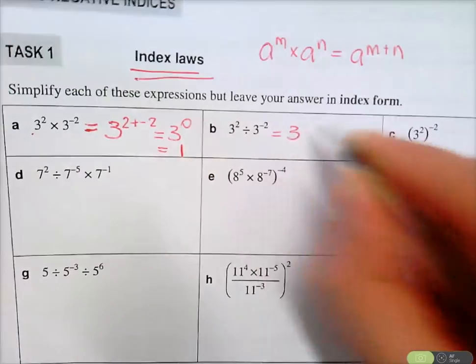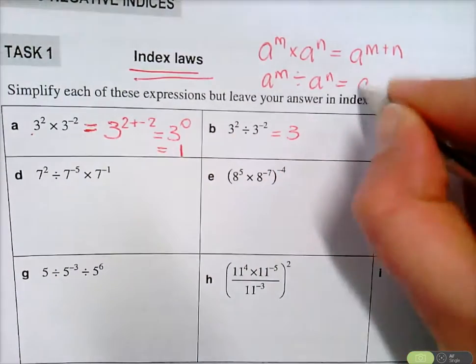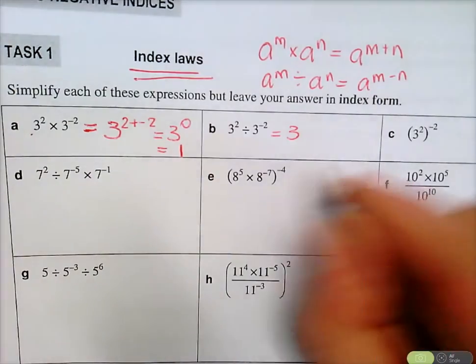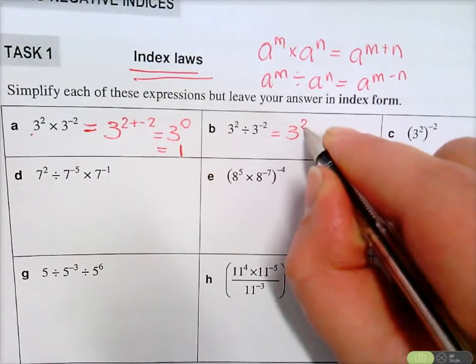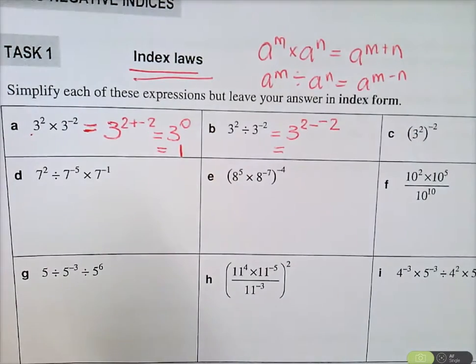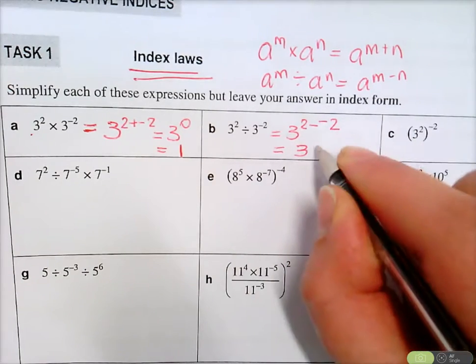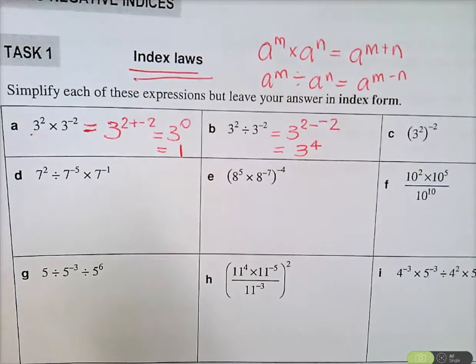Girls, remember this rule? A to the m divided by a to the n is a to the m minus n. What do I do with those numbers? 3 squared minus negative 2. Okay, I've got a minus and a negative. Becomes a 2 plus 2 is 4.